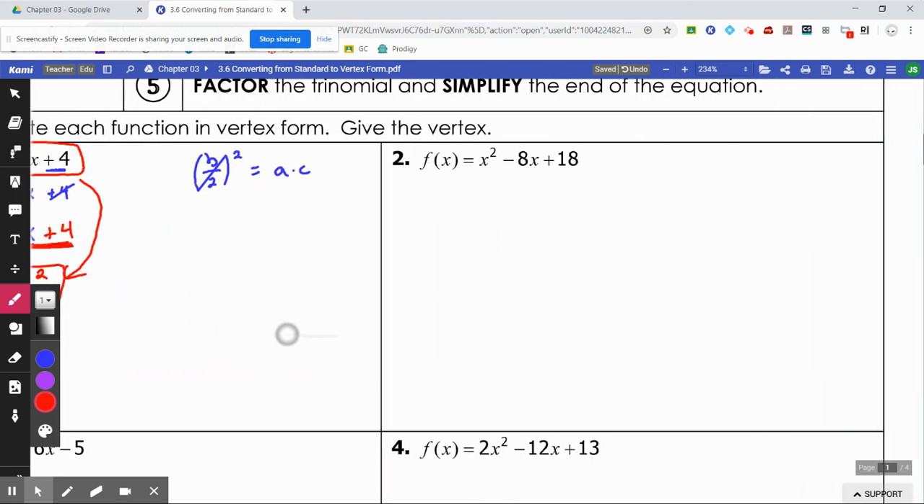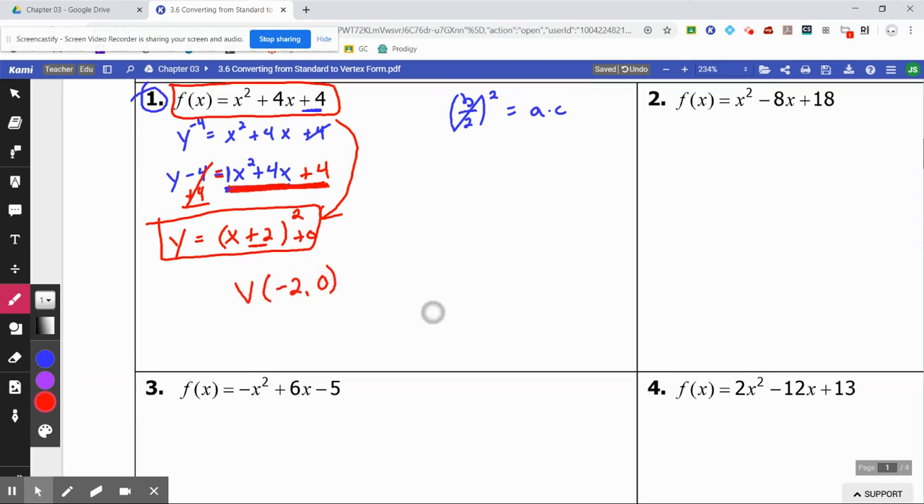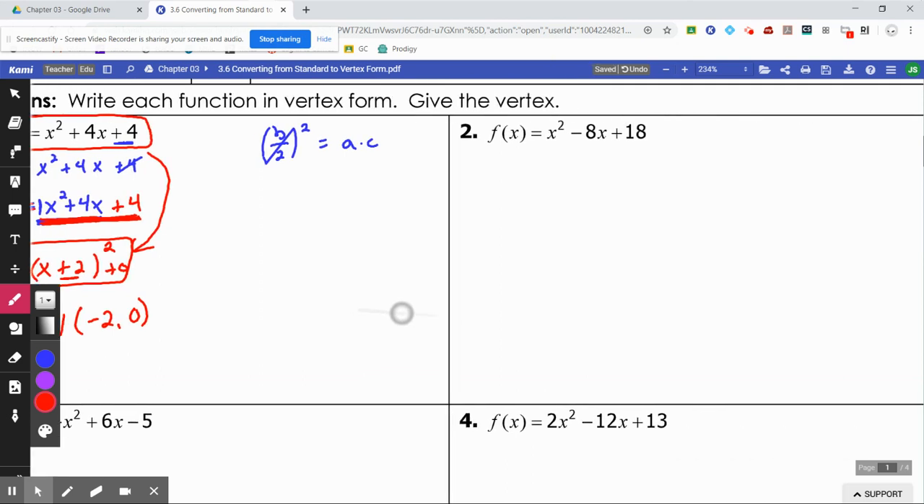And that's it. It says also give the vertex. So this moves it. You have a plus 0 tacked on to the end. So your vertex got moved left 2, up 0. So from the previous lessons, your vertex would be negative 2, 0.